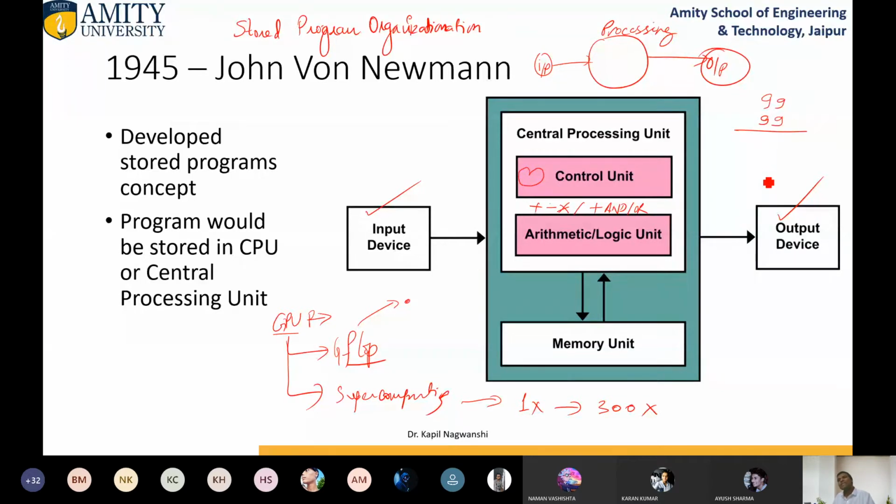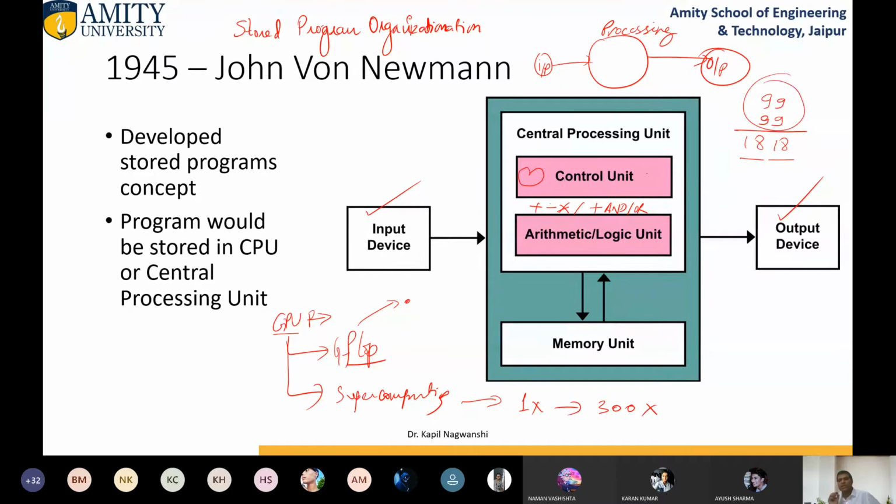So what will be the answer? The answer is 198. But if synchronization is not there, then the answer will be 1818 or any other number. Why? Because 9 plus 9 is 18 and 9 plus 9 is 18. Because of the lack of synchronization, this answer is coming wrong. So this control unit synchronizes all these operations.